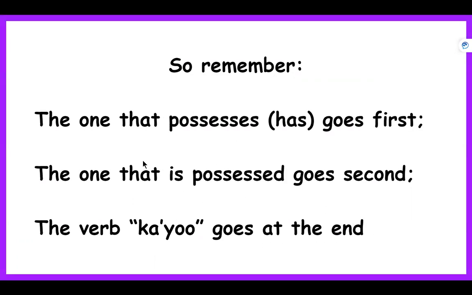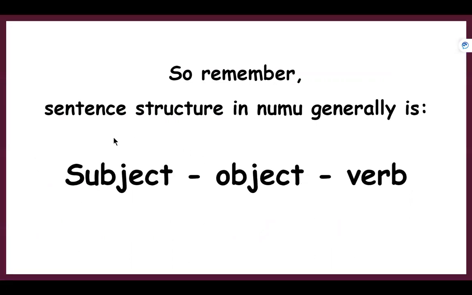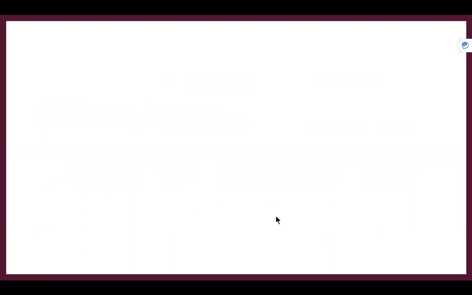And so now talking about to have. The one that possesses or has goes first. The one that is possessed or is had goes second. And the verb katyo goes at the end. So remember, sentence structure in Numa generally is subject, object, verb.